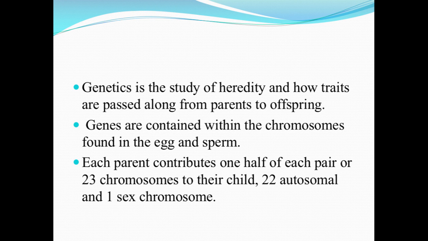So every parent, regardless, gives 50% of their DNA. The moms give 50% of all 23 pairs, and the dads give 50% of all 23 pairs in the sperm. When the two come together, that gives the offspring 46 chromosomes, 23 from the mom, 23 from the dad, to create them, the new offspring.